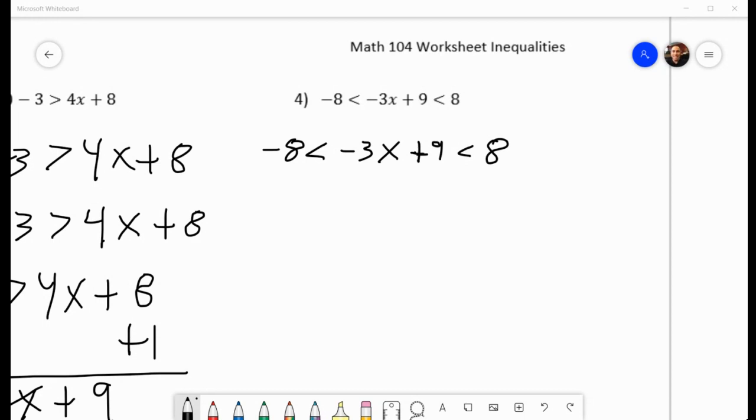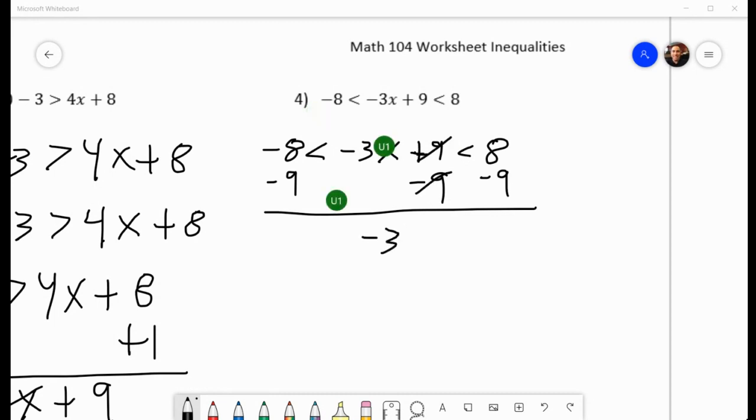Well, let's get the 9 out of there. We can subtract both sides first, like so. Now subtracting 9 from both sides, these cancel. You get -3 times x is less than -1, greater than -17. Like so, okay? And again, we want to get x all alone. So what's left over is we have to divide both sides by -3. So let's do that.